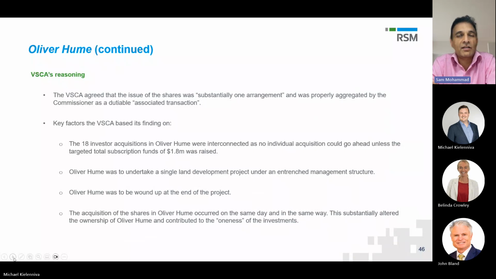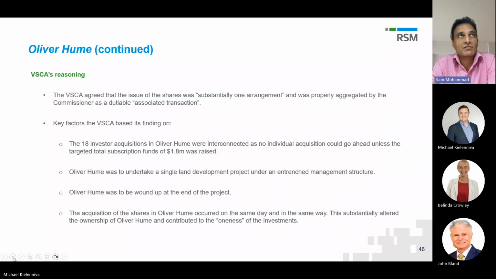Victoria has actually announced a voluntary disclosure program for those investments that fall within the scope of similar facts to Oliver Hume. The Victorian Commissioner has said, now's your time for voluntary disclosing it. There will be no penalties and a reduced rate of interest.